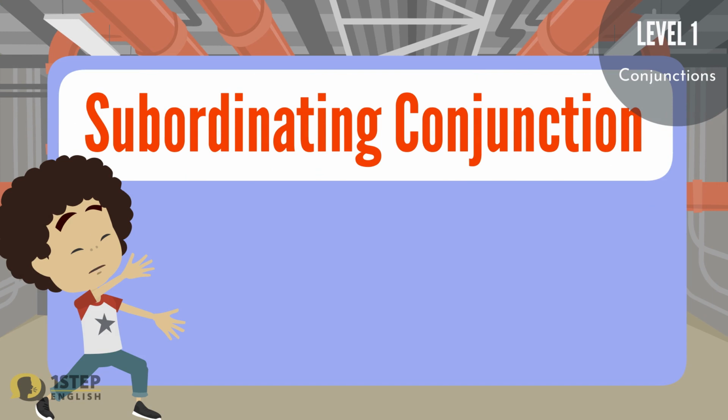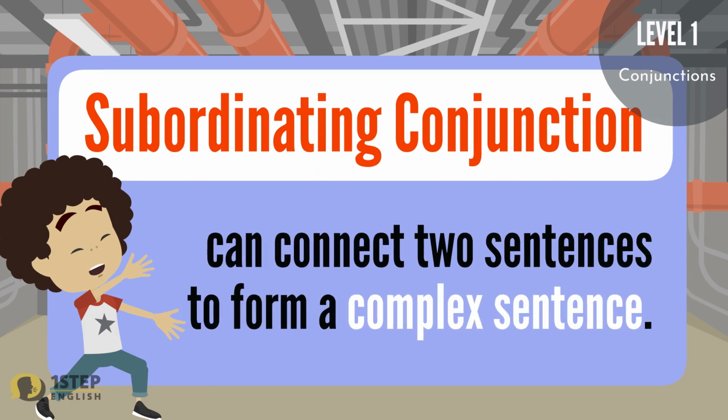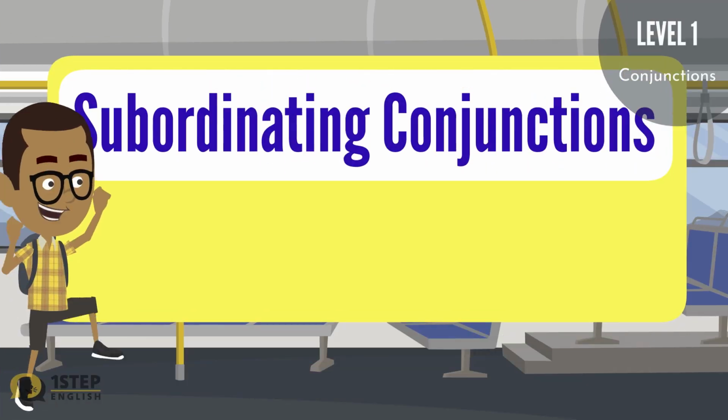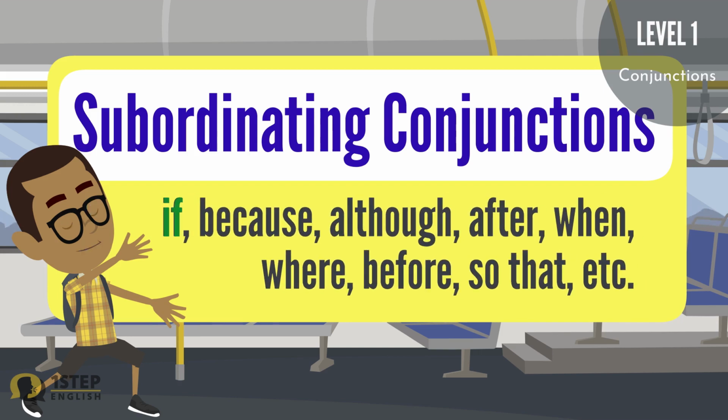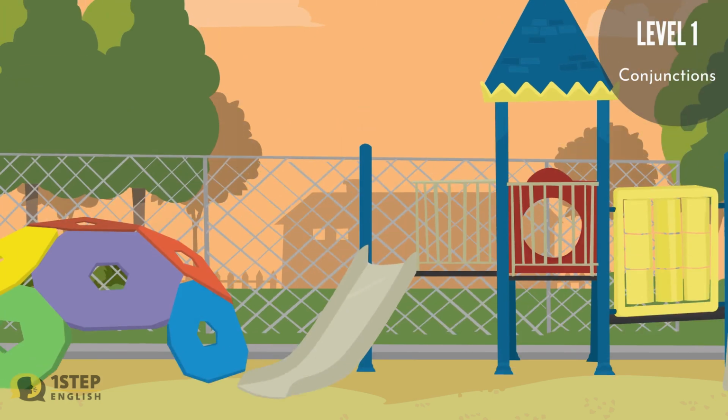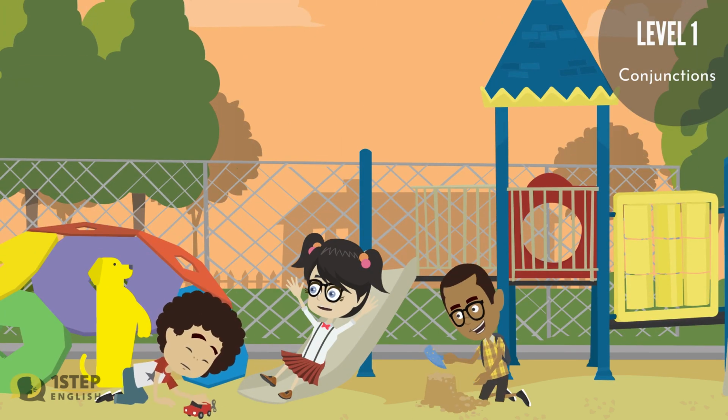Subordinating conjunction. It can connect two sentences to form a complex sentence. Here are some of the subordinating conjunctions: if, because, although, after, when, where, before, so that, and more. Here are some examples of subordinating conjunctions.